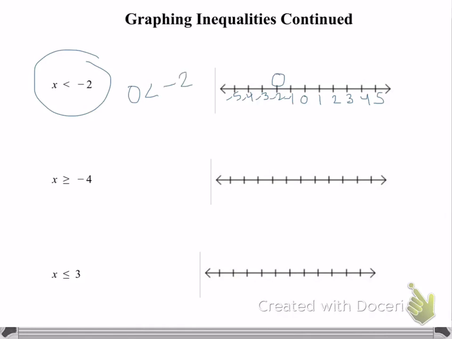That's not true. So we're going to be facing away from 0. Numbers that are less than -2 are like -5 and -6. Those are less than, and that's what our line includes. And that's the whole point of that. The line is showing you what values make the statement true.